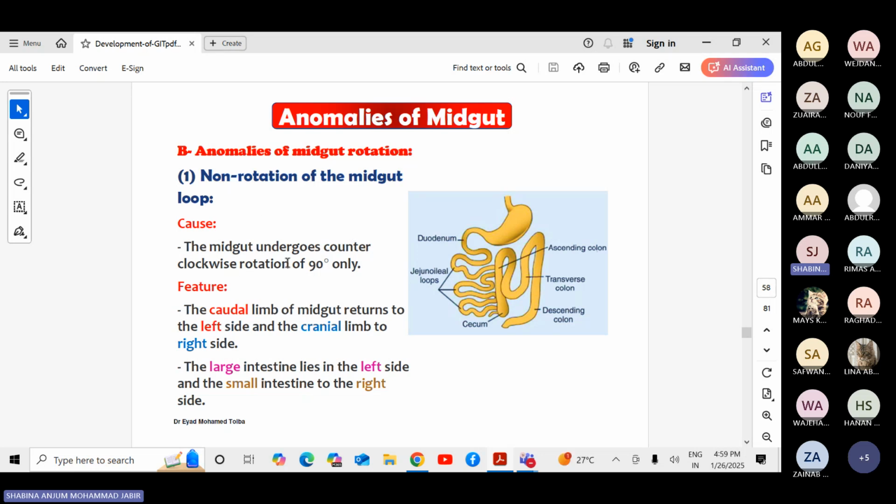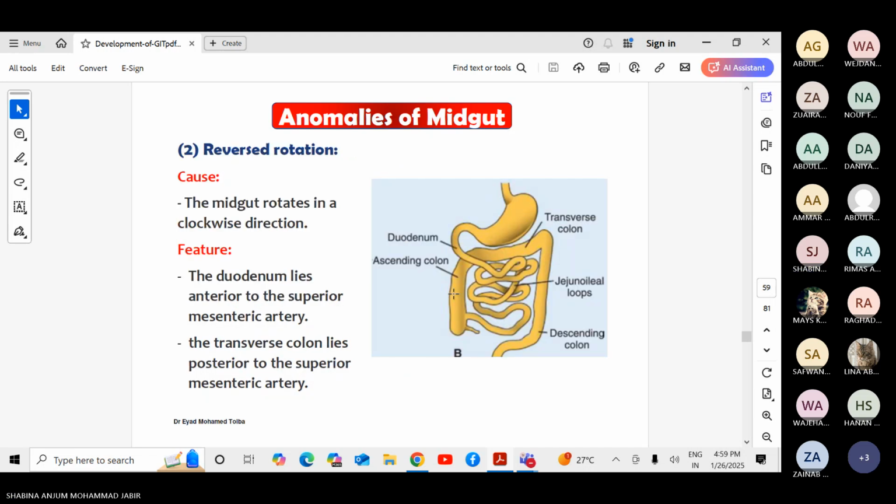In this, the midgut undergoes counterclockwise rotation of only 90 degrees. We have three rotations of 90 degrees, but here there is only one 90-degree rotation. So what has happened here? The caudal limb of the midgut is returned to the left side and the cranial limb to the right side. So the whole of the large intestine is on the left side, and the whole of the small intestine on the right side.